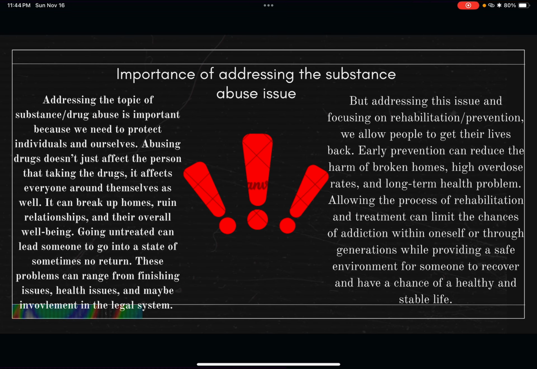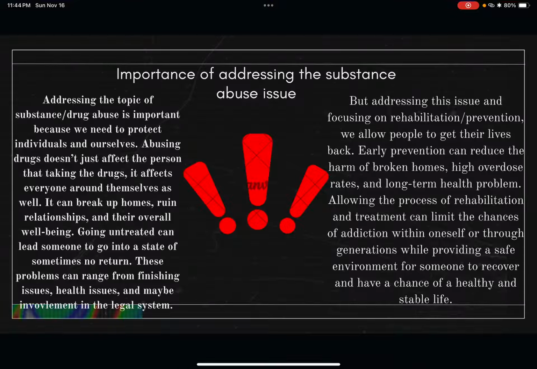For the first slide, I decided to address the topic of substance abuse as a whole, because not only does it affect the person doing the drugs, but it also affects the people around them. It can break up homes, ruin good relationships, and overall mess with someone's well-being and health. Drug addiction, regardless of what drug it is, can go to a state of no return, from long-term health issues, to getting involved in the legal system, or overall overdose or death.